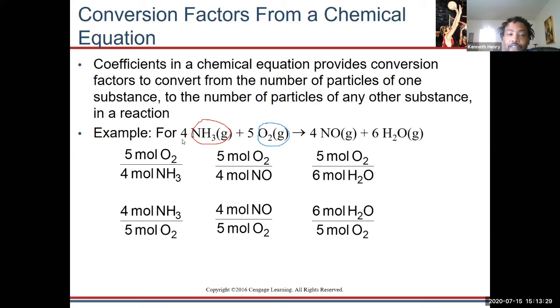So for every 4 ammonia molecules, I'm going to need 5 oxygen molecules for this reaction to work. Do you guys get it? Yeah. We're going to need ratios of that. And so that's why we have to use these fractions. So 5 moles of oxygen to 4 moles of ammonia. Or we could flip it around. We could say 4 moles of ammonia to 5 moles of oxygen.